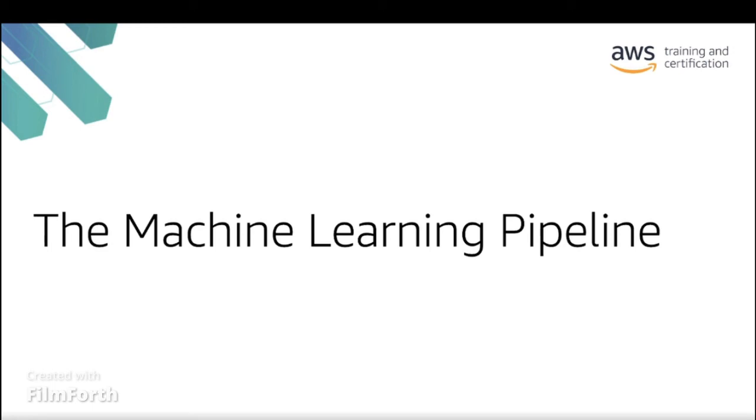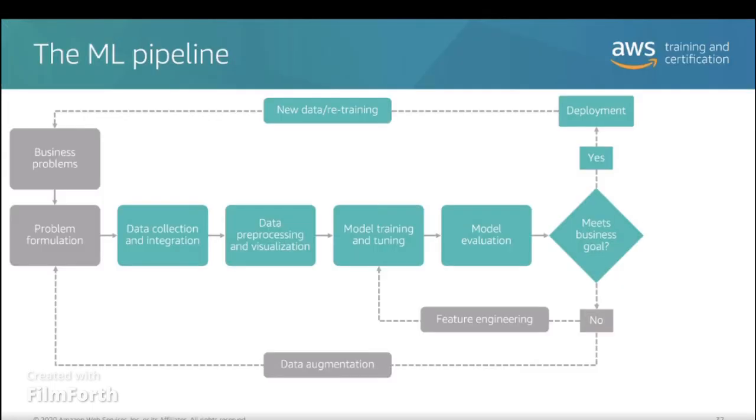Now, let's explore the machine learning pipeline by walking you through its different steps. So to begin, you should always start with the business problem you or your team believe could benefit from machine learning. From there, you want to do some problem formulation. This phase entails, in part, articulating your business problem and converting it to a machine learning problem.